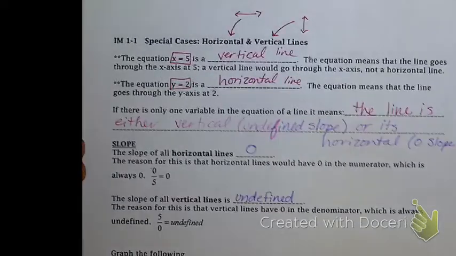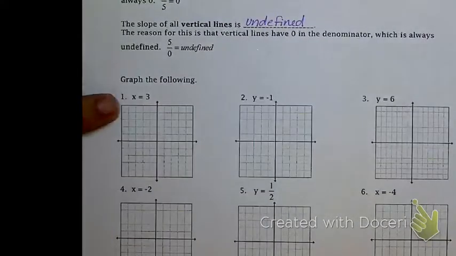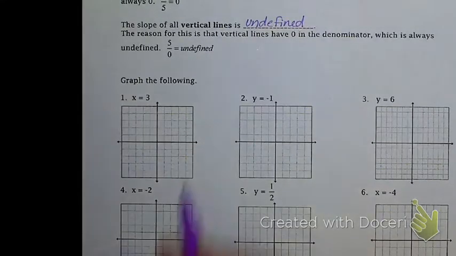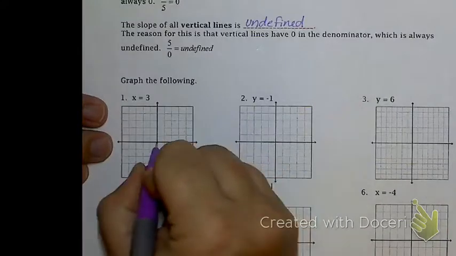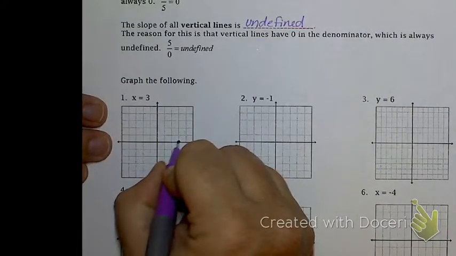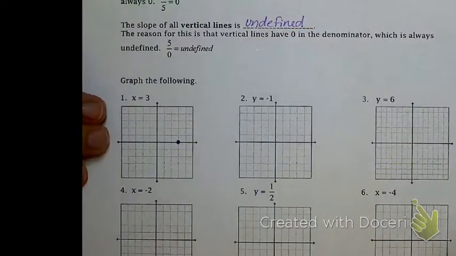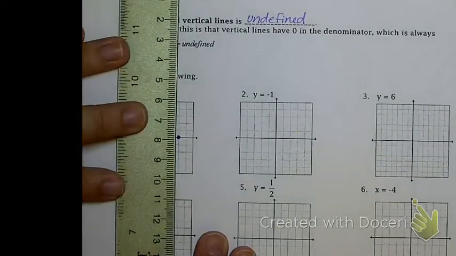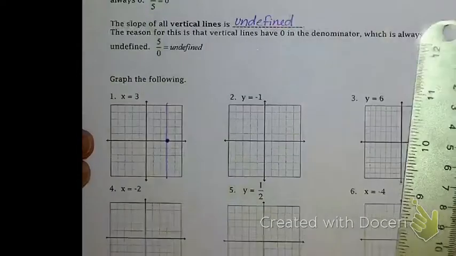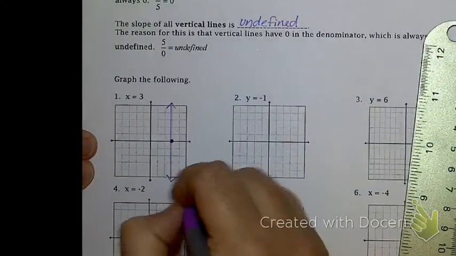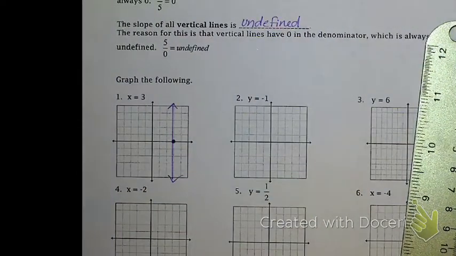Okay? So let's graph these guys. So x equals 3. Well, where is my x-axis and 3? Well, my x-axis is here, and 3 on my x-axis is right there. X equals 3 chops my x-axis at 3. So that's what my graph looks like. It's cutting through my x-axis at 3.